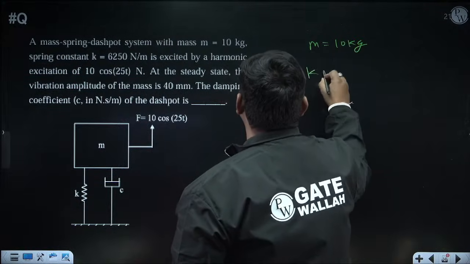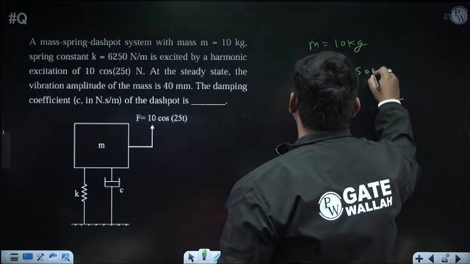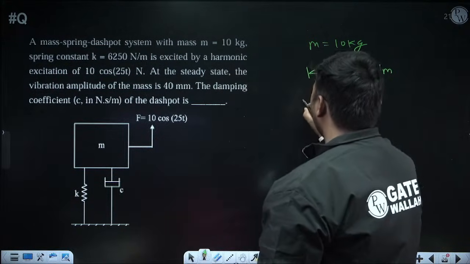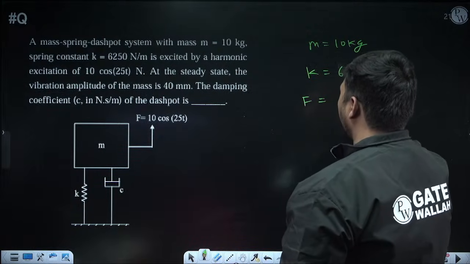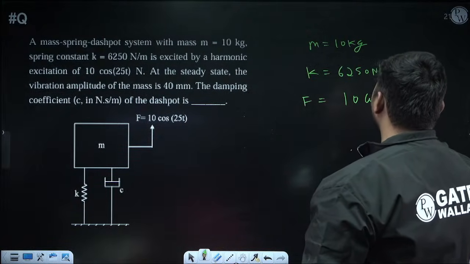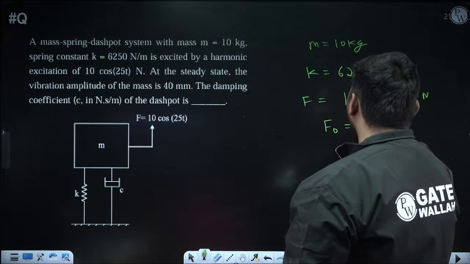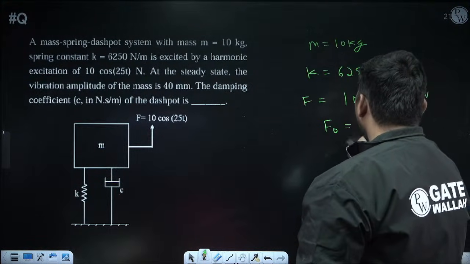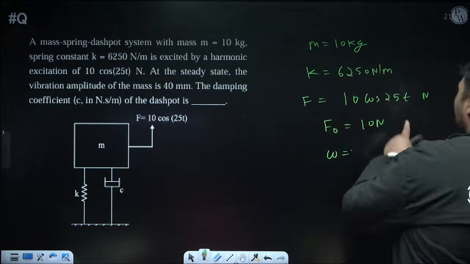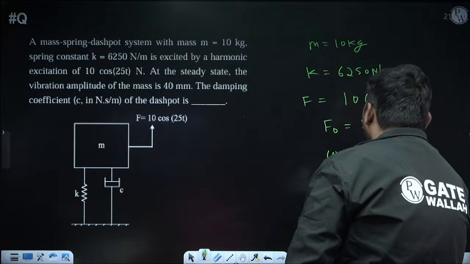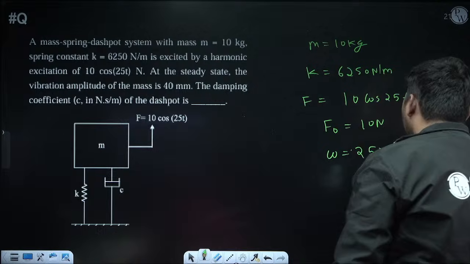Spring constant K is 6250 Newton per meter, excited by harmonic force 10 cos 25t Newton. So the amplitude of this force, F naught, is 10 Newton, and the forcing frequency, omega, is the coefficient of time inside the cos. So forcing frequency is 25 radian per second, which we are denoting as omega.